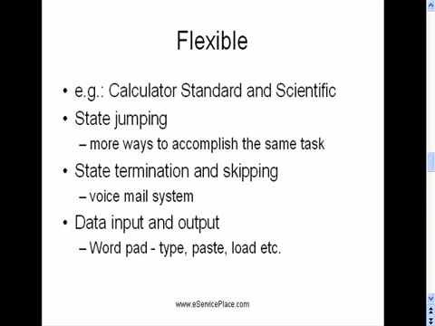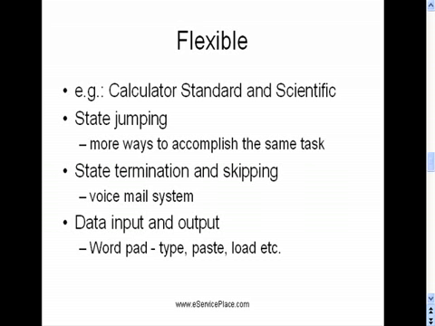State jumping. There might be additional ways to accomplish the same task, like the shortcut. So we should make sure by jumping states, we are setting the state variables correctly at the destination state. State termination and skipping. In the case of voicemail, when we click 0, we are skipping a lot of states, and we just have to make sure the system is properly initialized by reaching that end state.